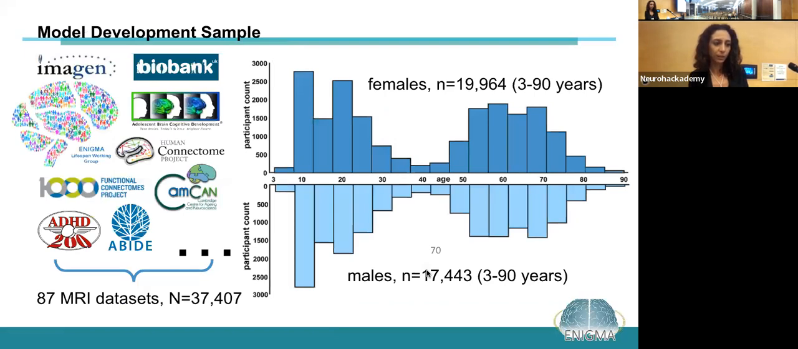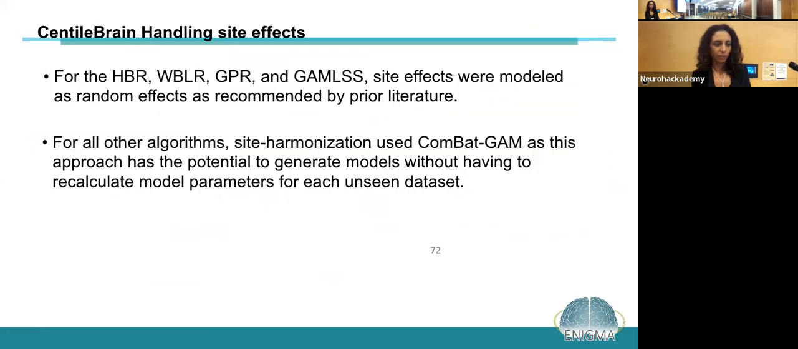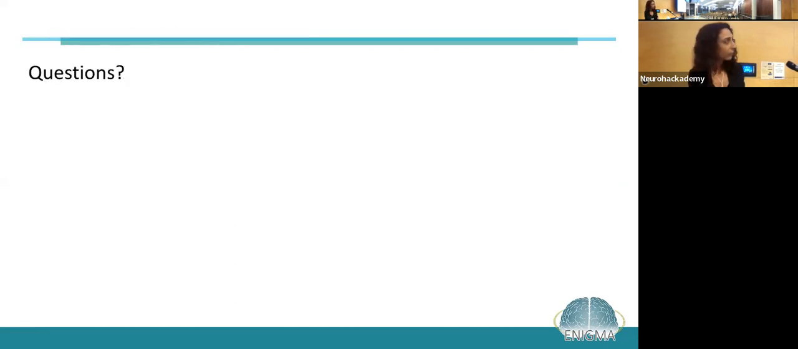There's a lot of data that went into these curves. I'm not going to get into that, but we did test a lot of algorithms for how this harmonization should be conducted. If you're interested, this preprint is on bioRxiv.